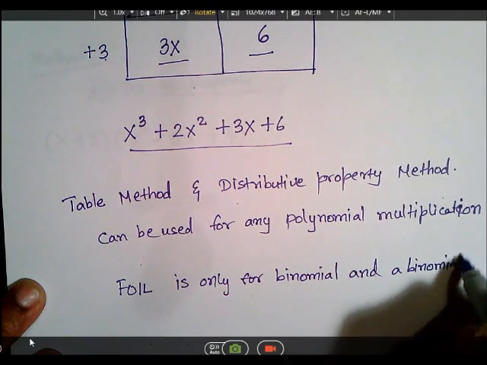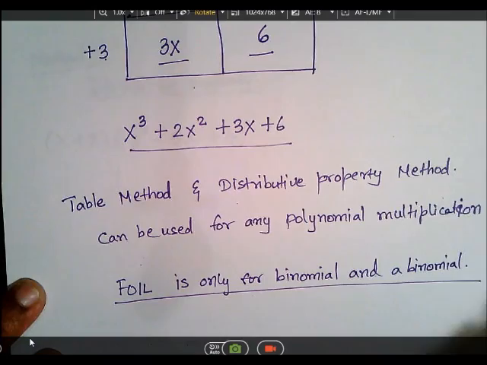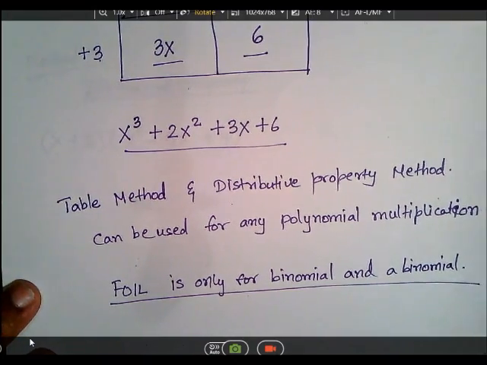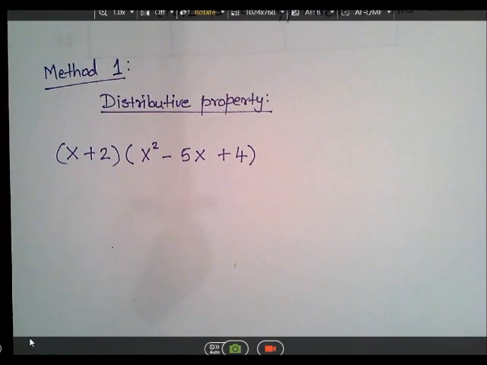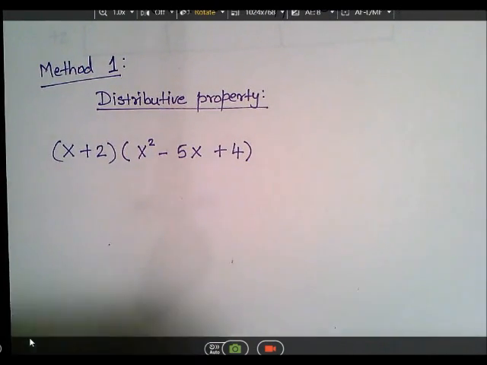Very important fact. Most of the students make a mistake there. So please remember that. Okay. So that's binomial and a binomial multiplication.